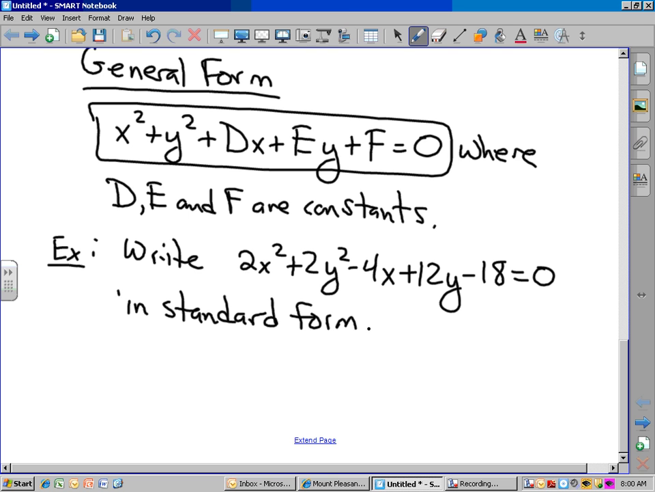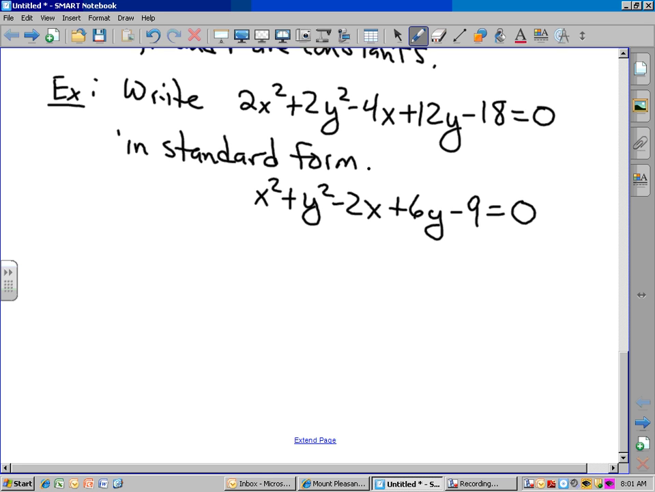What's distinct about the general form is the x and y are usually plain old x and y's. There's no numbers on that. So we could divide by what here to start? 2. Let's do that. Divide everything by 2. We get x squared plus y squared minus 2x plus 6y minus 9 equals 0. Now it's in general form. We want it to be standard form.